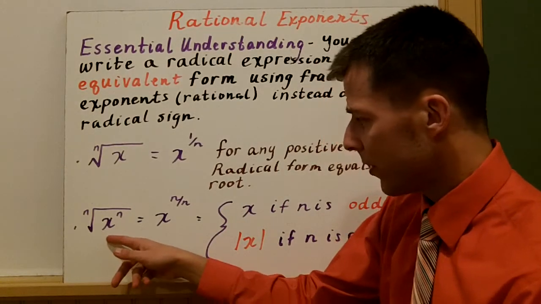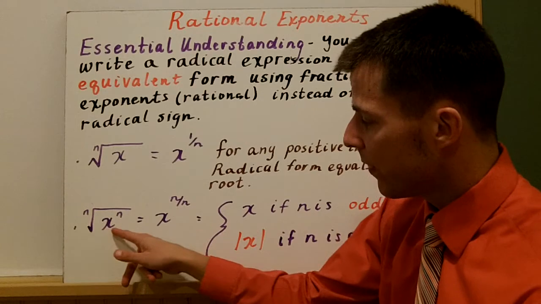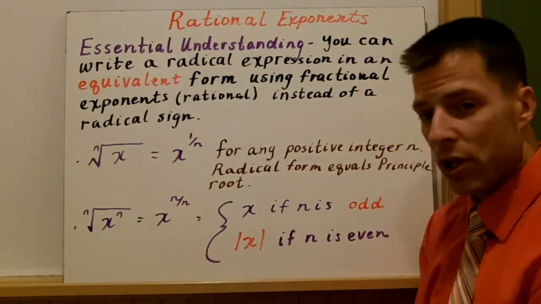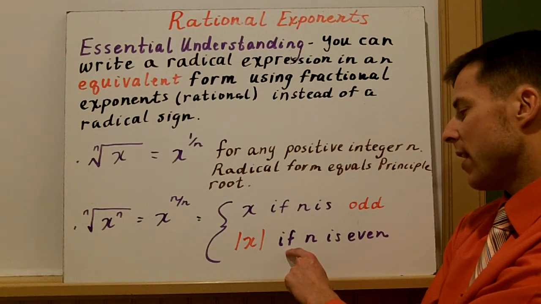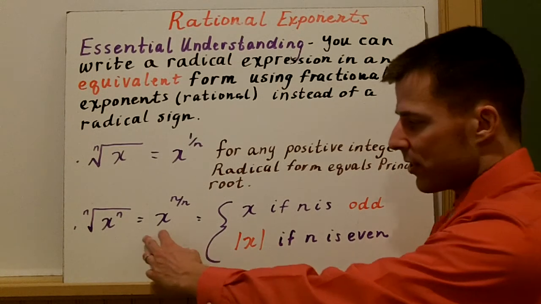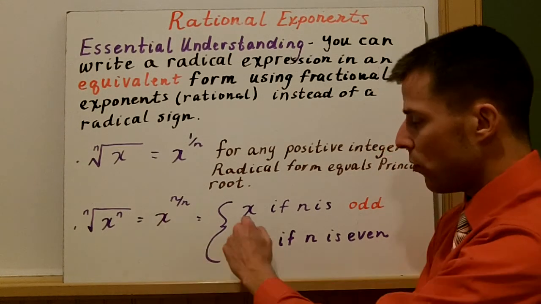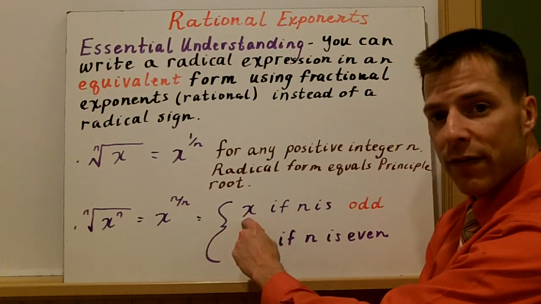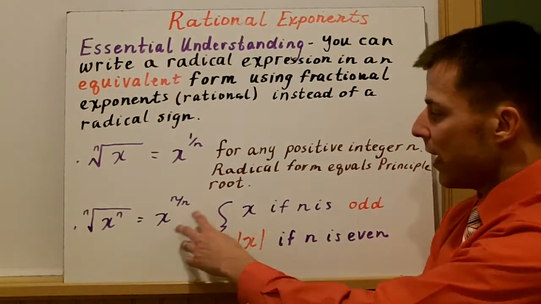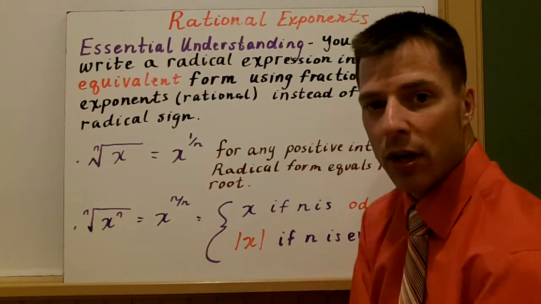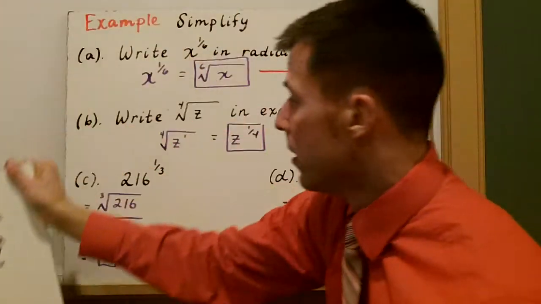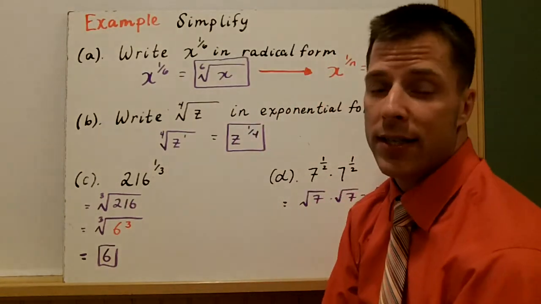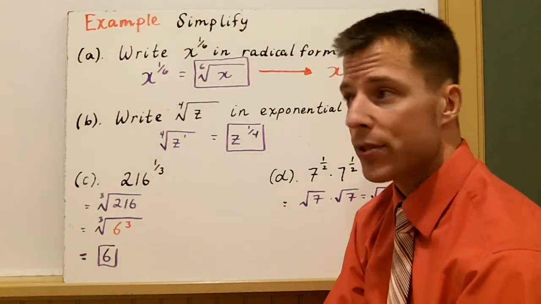A couple other things to know: the nth root of x to the n equals x, and we'll talk about this later, especially this second part, the absolute value of x if n is even. So this is something we have to pay attention to. We'll actually go back and redefine this later. So if this part is unclear, we'll clear that up for you when we get to an example that involves that.